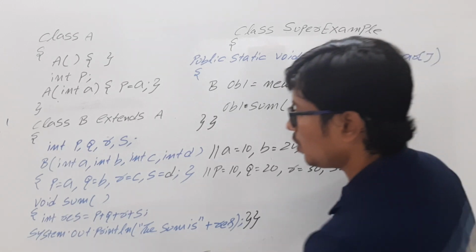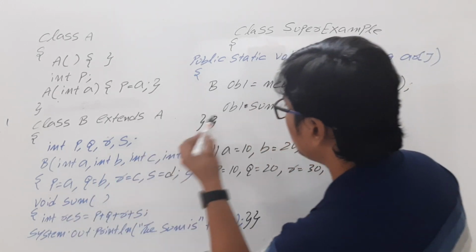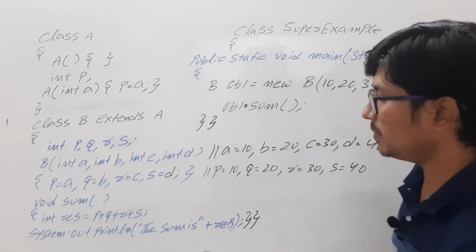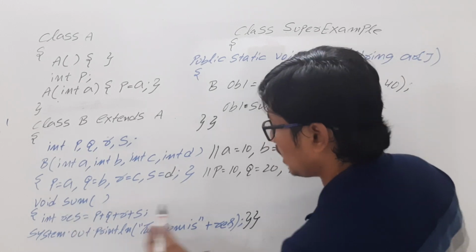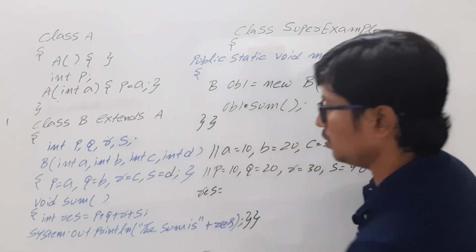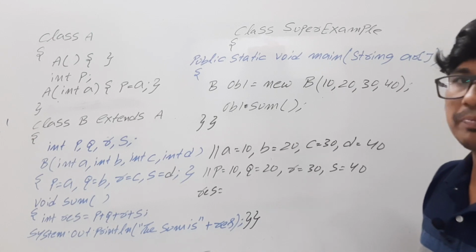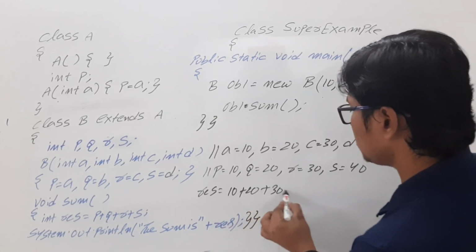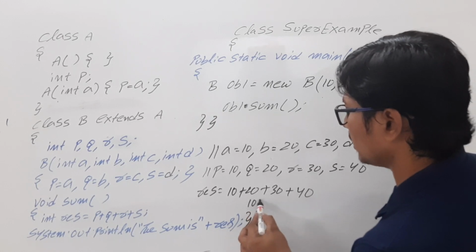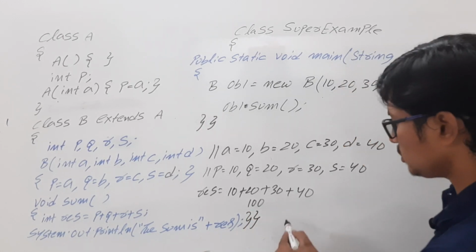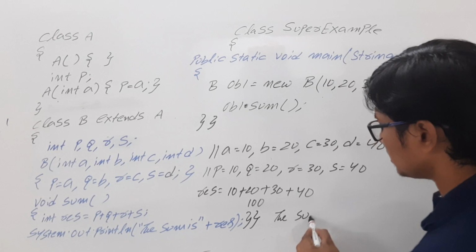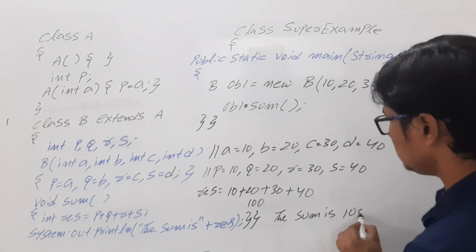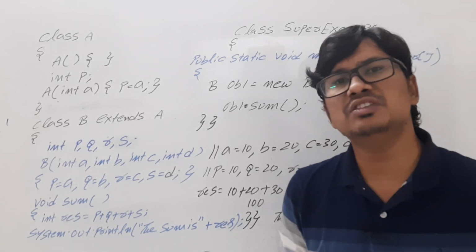Okay, then what you have done, you are calling the sum method. Then int res is equal to P plus Q plus R plus S. So which is 10 plus 20 plus 30 plus 40, which is 100. That value you are displaying. So this program will give the output as the sum is 100. This is absolutely fine. But what is the issue?